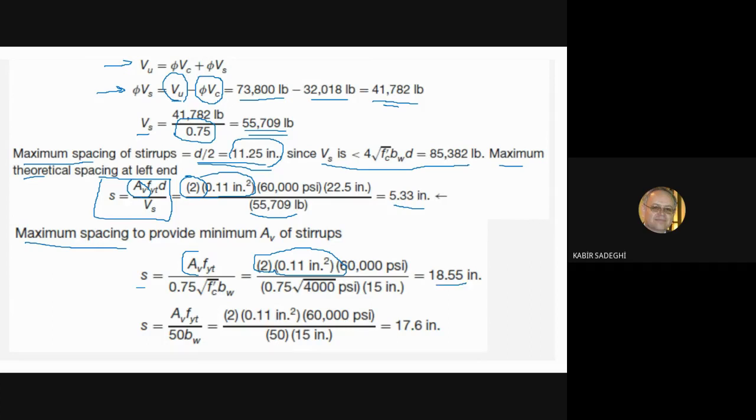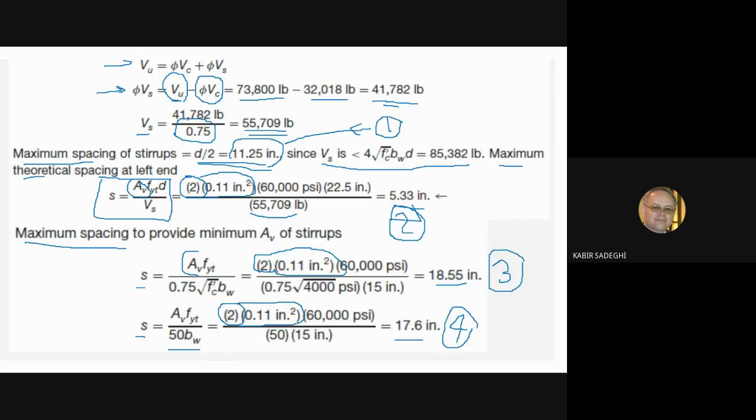Then you find this value. And then we see S from another control. Again, AV 2 times of the area of one stirrup. And we find this value. You should check the values. One is here. Second one from the main formula. Third one from another minimum. And fourth one from the last one, the controlling minimum AV.